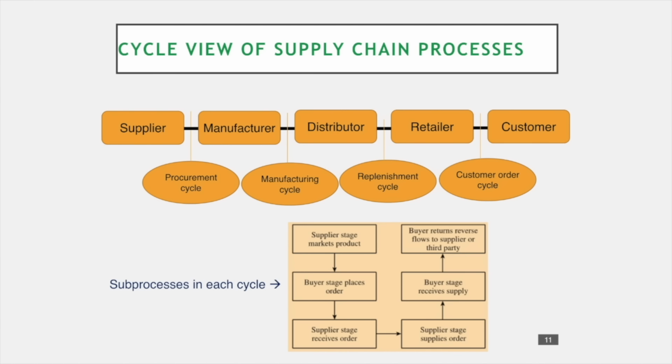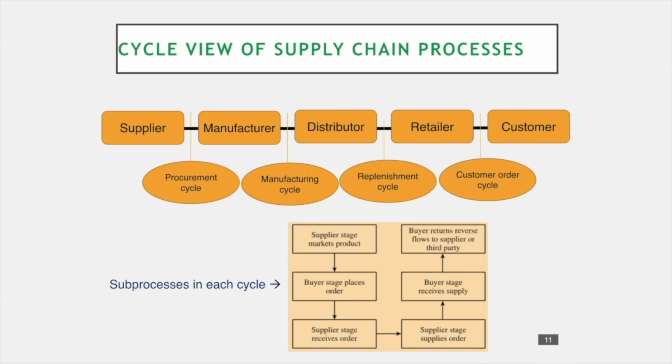Now each cycle is likely to have 6 sub-processes within it, which are listed below, starting with the supplier stage marketing the product, and then the buyer stage placing an order. If you take the example of Amazon, when a customer places an order, they are part of the customer order cycle, and here the customer is the buyer and Amazon is the supplier. Whereas when Amazon orders books from the distributor to replenish inventory, then we are looking at the replenishment cycle where Amazon is the buyer and the distributor becomes the supplier.